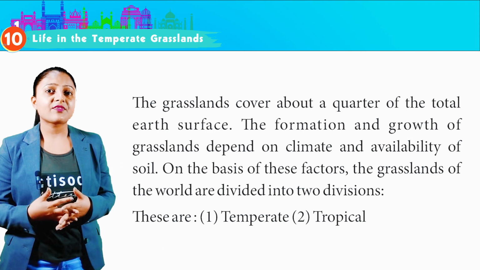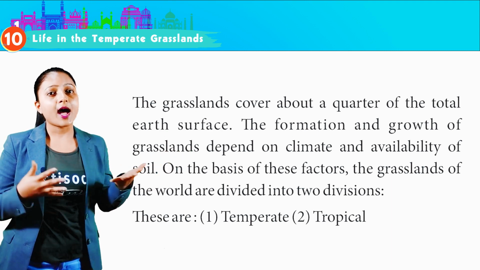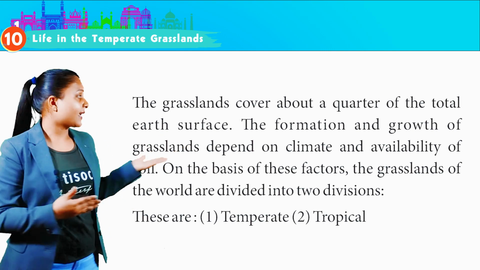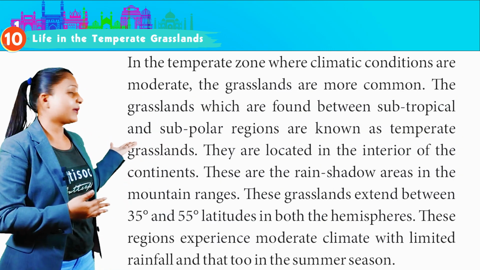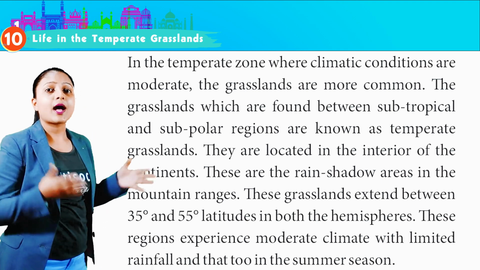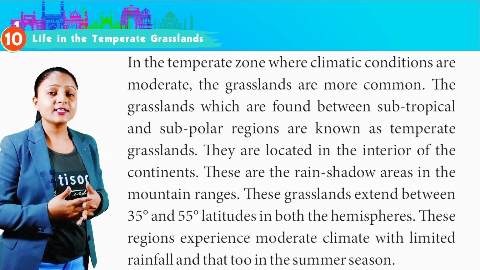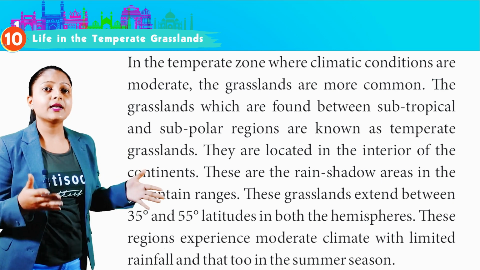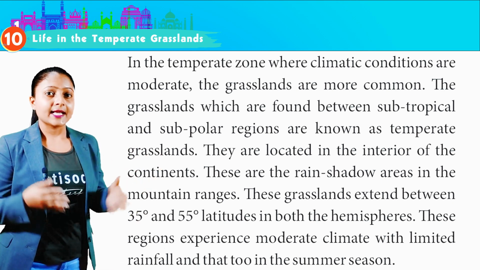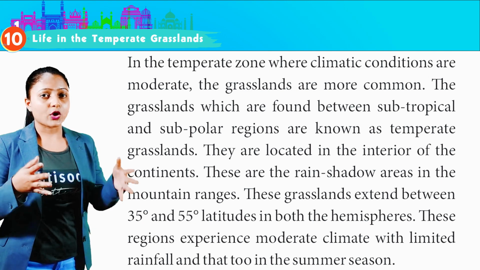On the basis of these factors, the grasslands of the world are divided into two divisions. These are 1. Temperate, 2. Tropical. In the temperate zone, where climatic conditions are moderate, the grasslands are more common. The grasslands which are found between subtropical and subpolar regions are known as temperate grasslands. They are located in the interior of the continent.